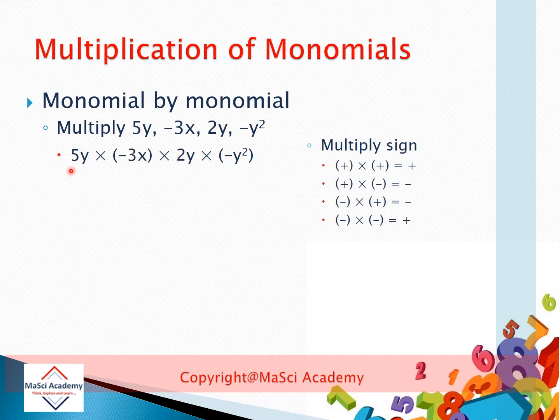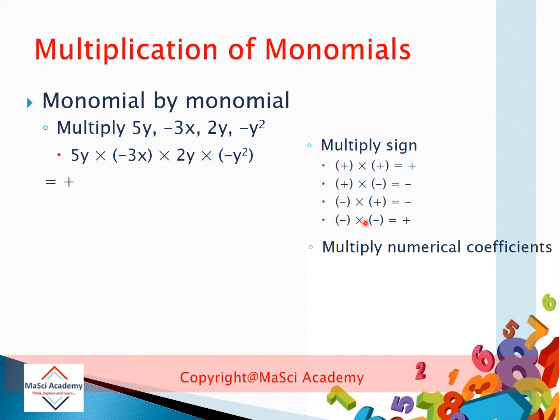So in this example, we have the first multiplicand positive. When multiplied by minus, it becomes minus. When multiplied by plus, it remains minus. And when multiplied by the final minus sign, it becomes plus. Hence, the overall sign of the product would be plus.